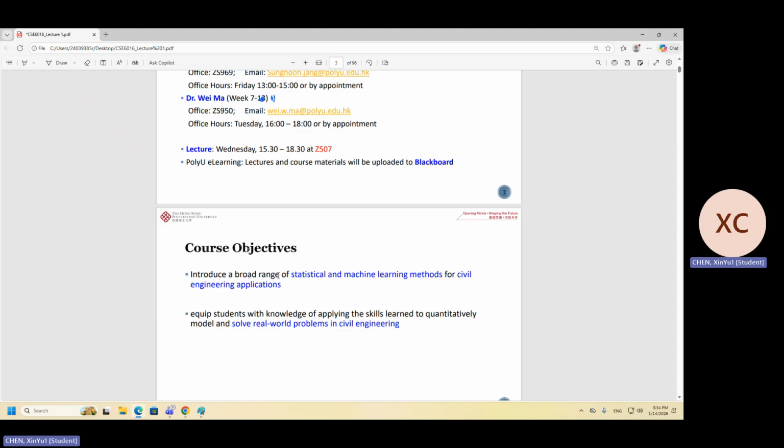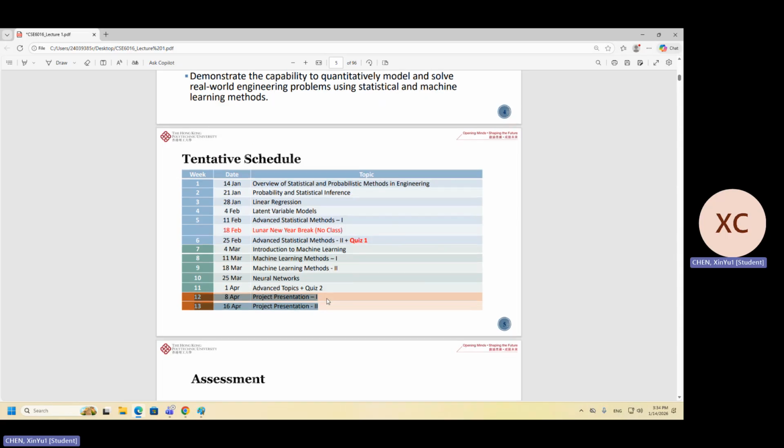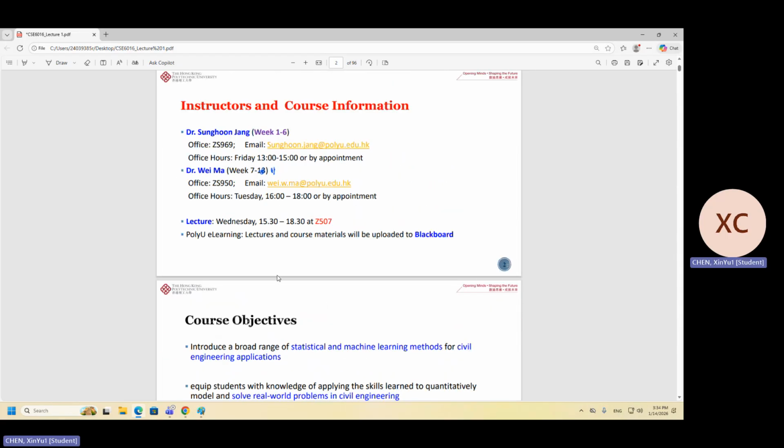Basically, this is the tentative schedule. Every Wednesday, at this time in this classroom, in week 1 to week 6, I will teach some statistics and probability models. Week 7 to week 11 will be about machine learning, and the last two weeks will be about the project presentation. Okay, so let me start one by one.